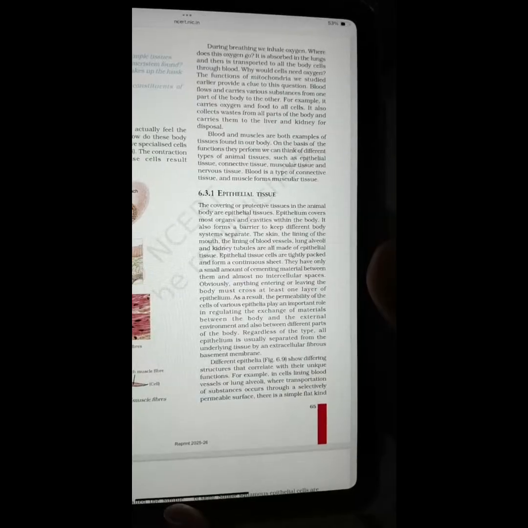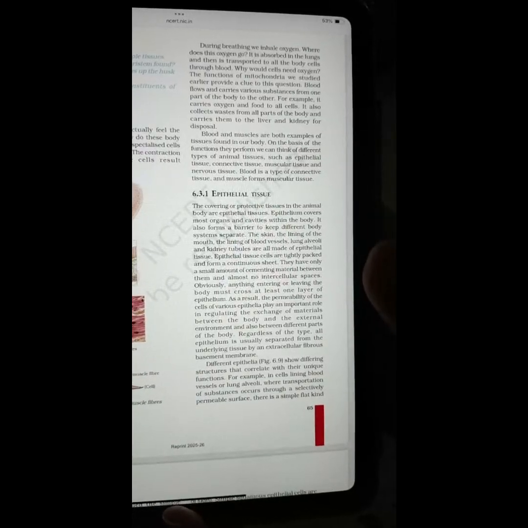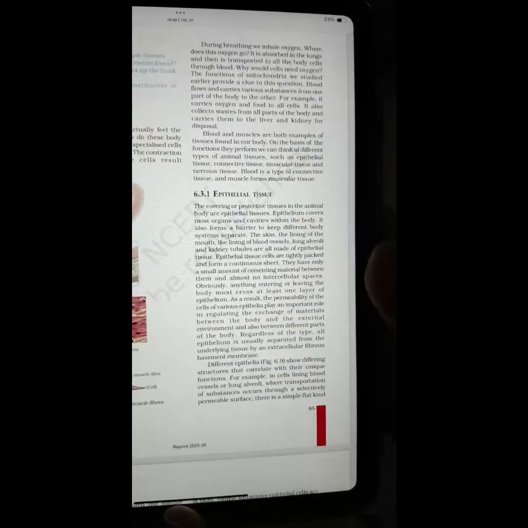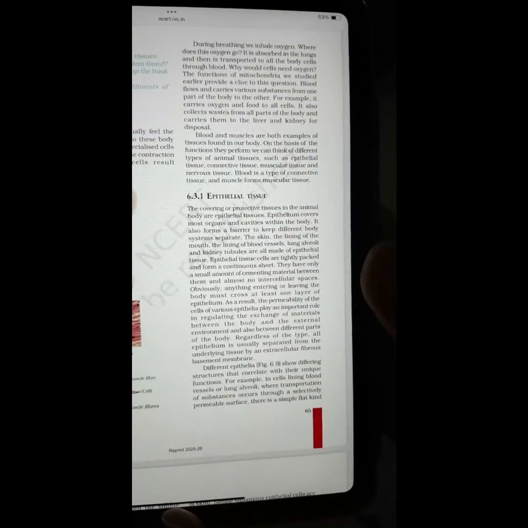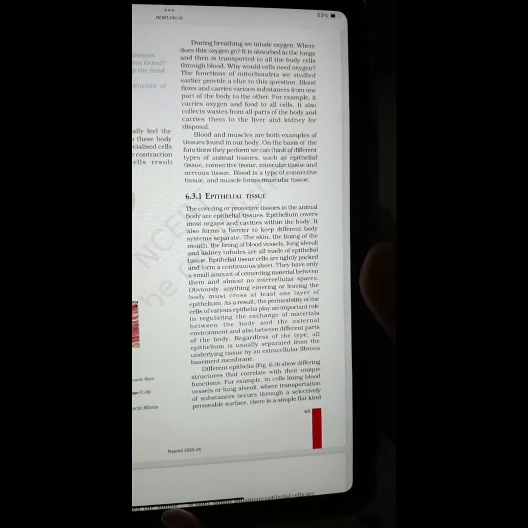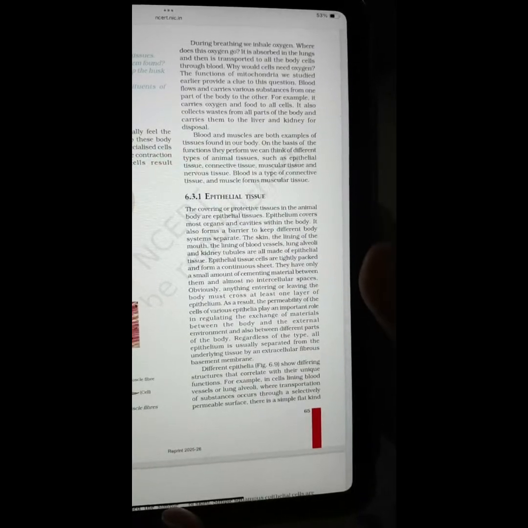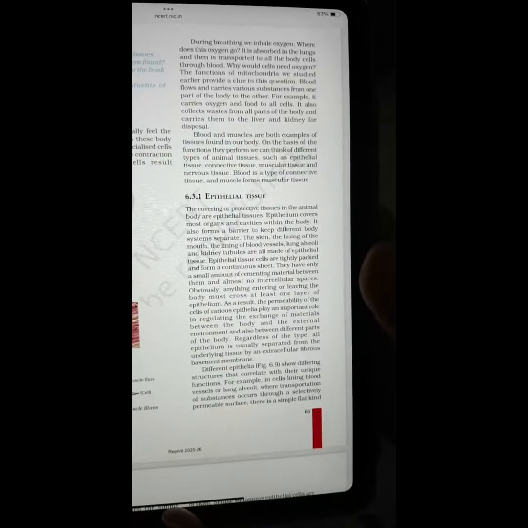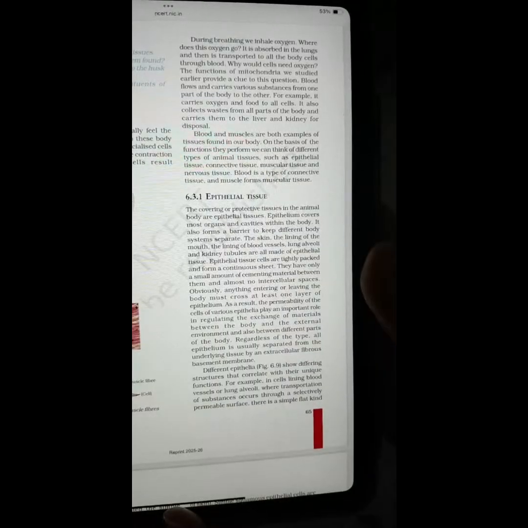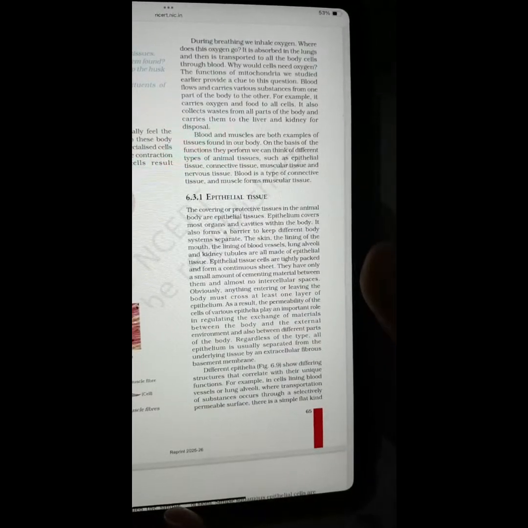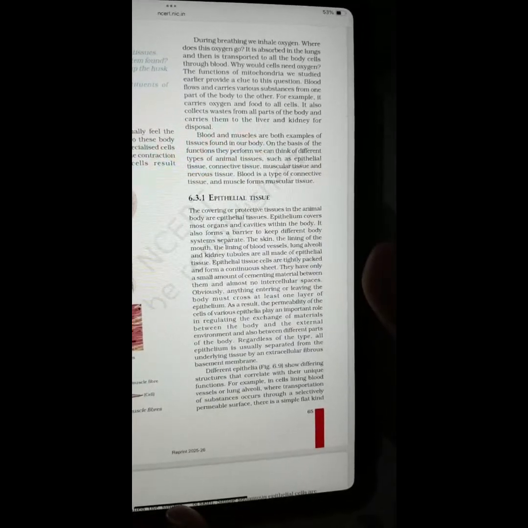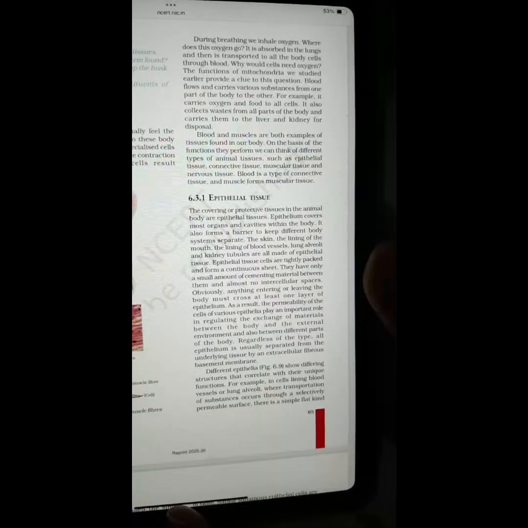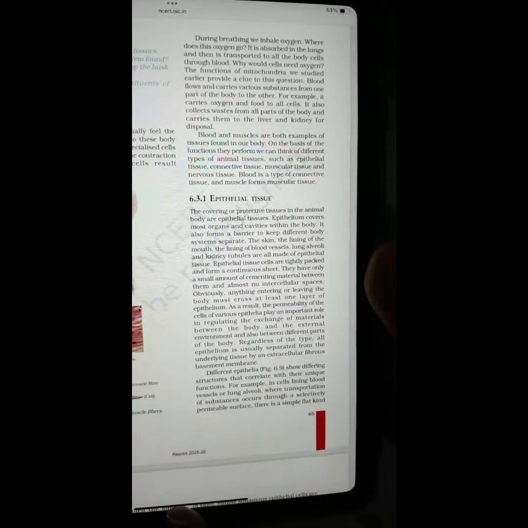6.3.1, epithelial tissue. The covering or protective tissues in the animal body are epithelial tissues. Epithelium covers most organs and cavities within the body. It also forms a barrier to keep different body systems separate. The skin, the lining of the mouth, the lining of blood vessels, lung alveoli, and kidney tubules are all made up of epithelial tissue. Epithelial tissue cells are tightly packed and form a continuous sheet. They have only a small amount of cementing material between them and almost no intercellular spaces.